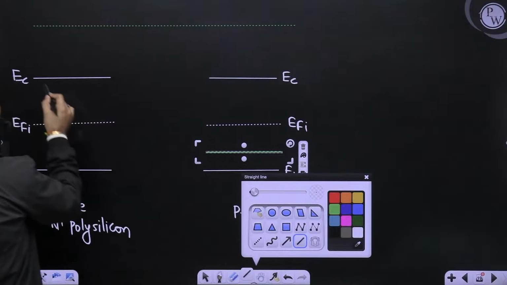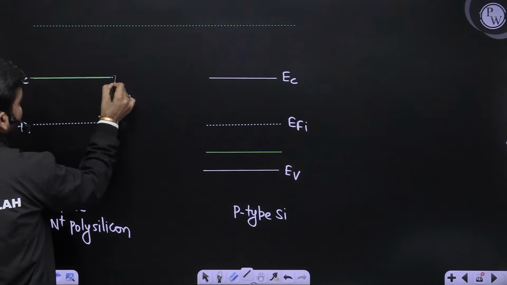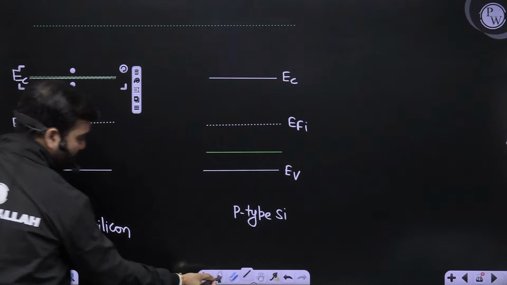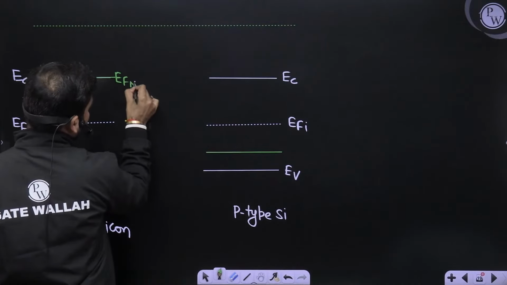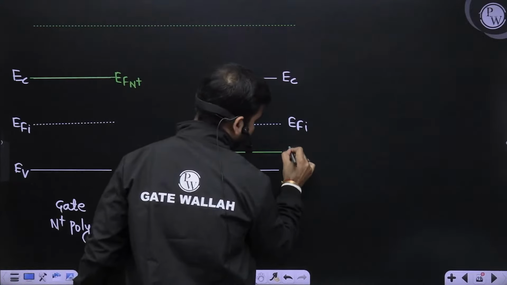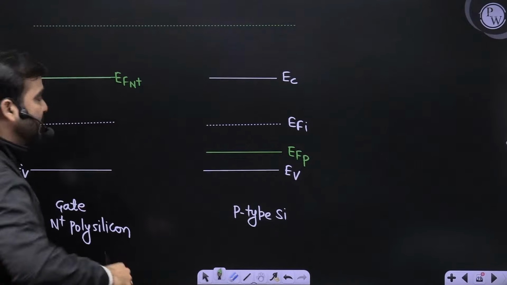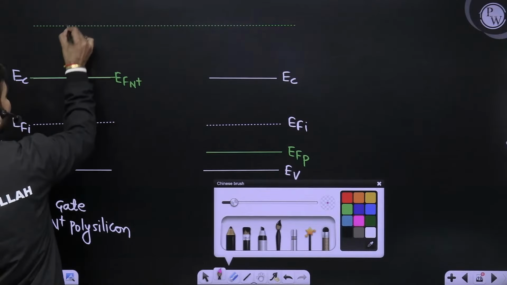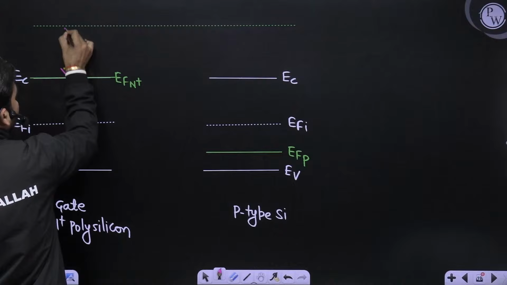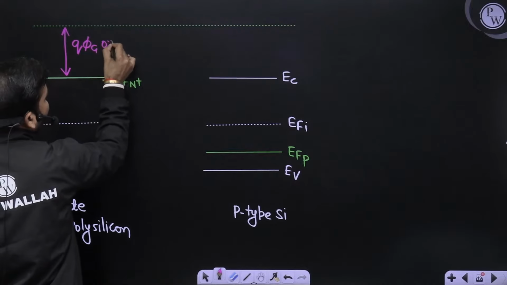Here it is N plus polysilicon, so the Fermi level will be coinciding with the conduction band, you can say. So this is the Fermi level of the N plus polysilicon gate, and this is the Fermi level of this P type substrate. You have to find out the work function difference. What is work function? The energy from the Fermi level to vacuum is the work function energy of the gate material. So you can write Q phi G or Q phi M, doesn't matter.